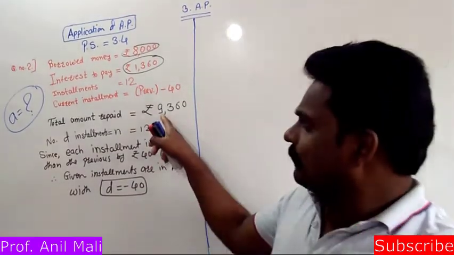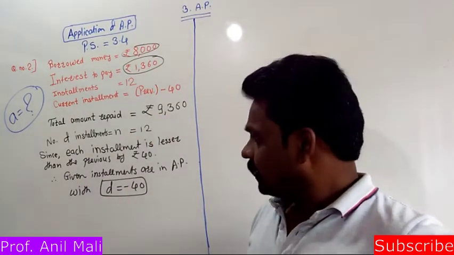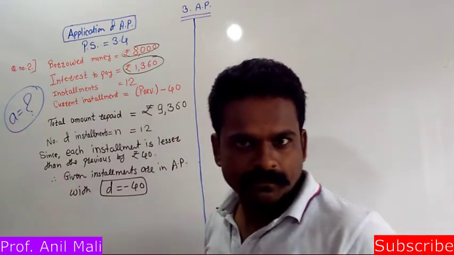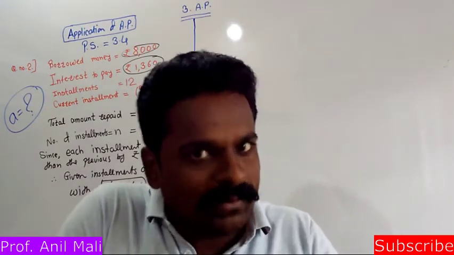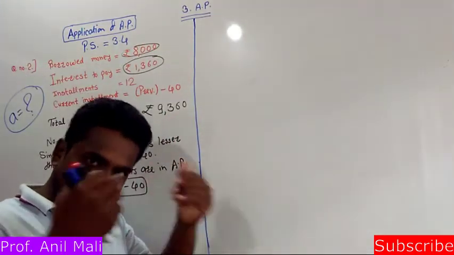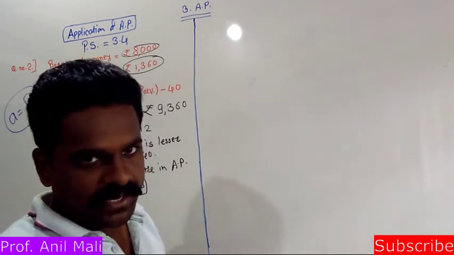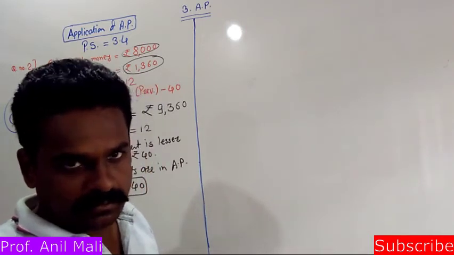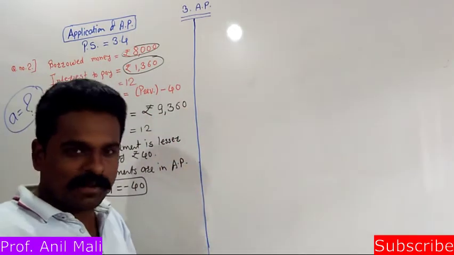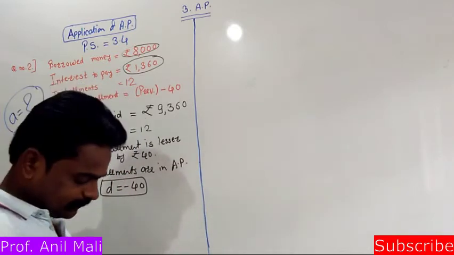Here the total amount to be repaid is 9360. That means the sum of all 12 installments is given as 9360. He has to pay this total amount, 9360. That's why this 9360 is the sum of the amount which is paid in 12 installments.